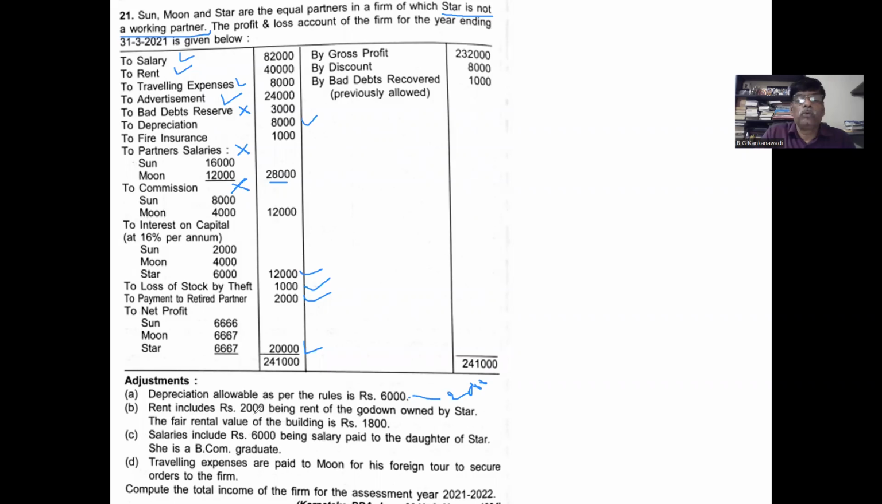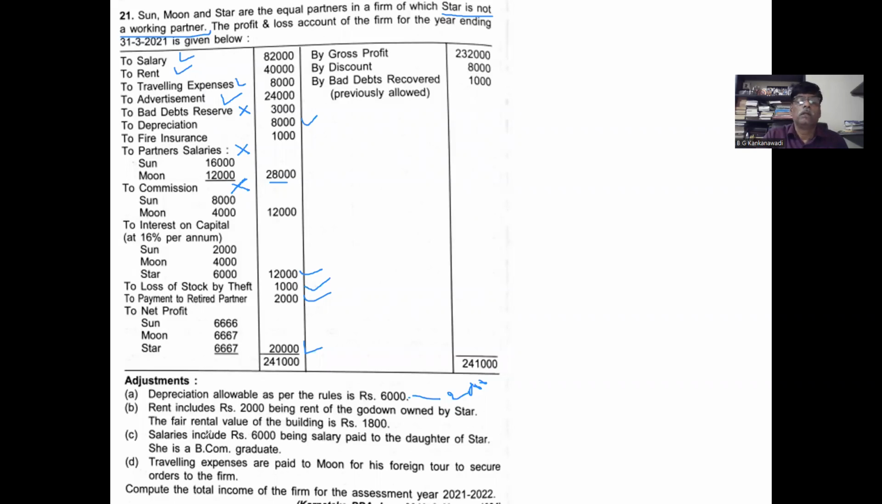Then rent includes 2000 being rent of godown owned by Star. The fair rental value of the building is 1800. 1800 is the fair rent, but rent given is 2000. So excess rent is paid. That excess rent paid is disallowed. Out of 2000, 200 rupees is disallowed.